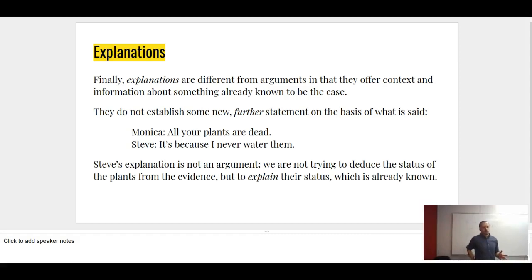Not every explanation is an argument either. These are different from arguments in that they offer context and information about something we already know to be true. They're not establishing some new statement on the basis of premises. So if somebody says, "Oh, your plants are dead," and I say, "Well, it's because I never water them," that explanation is not an argument. We're not trying to deduce the status of the plants from the evidence, but to explain their status, which is already known. The idea behind an argument is that there's a conclusion that is under dispute, and the premises are supposed to present evidence for the truth of that conclusion.